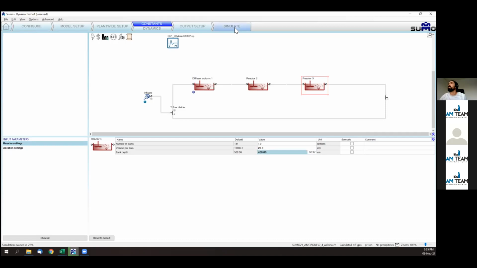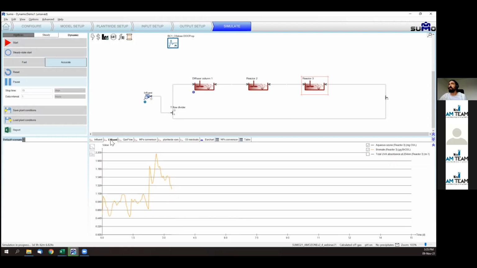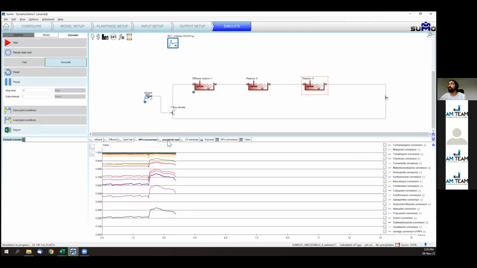Here I'm making just a change, reducing the whole installation volume by 30%. And then we can continue the simulation here, and watch how that reflects in terms of micropollutants removal. Here we see that the average removal doesn't change significantly. Why? Because we still have room for complete exposure to the dose that we're inputting.